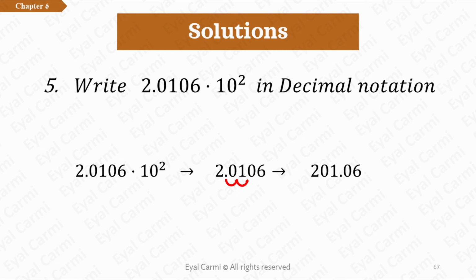Solution 5. 2.0106 times 10 to the power of 2 is equivalent to writing 2.0106 and moving the decimal point 2 steps to the right, which results in 201.06.